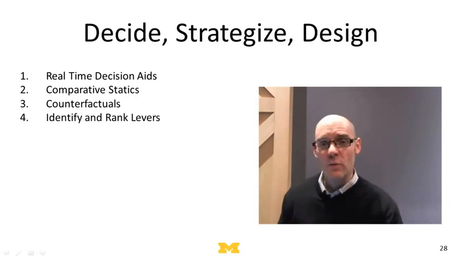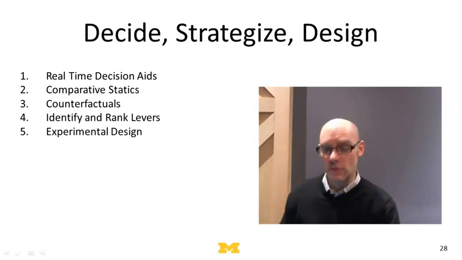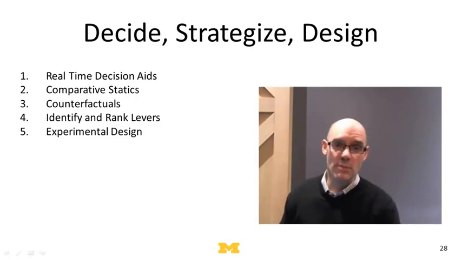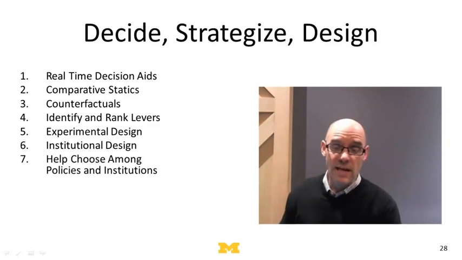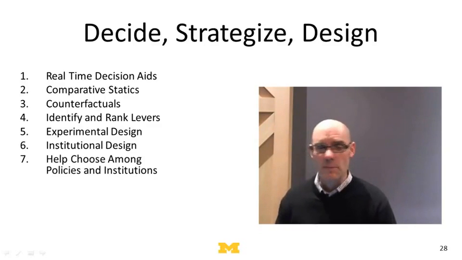Fourth, we can use them to identify and rank levers. Oftentimes we've got lots of choices to make, and models can figure out which choice might be the best, with the most influence. Fifth, they can help us with experimental design, designing experiments in order to develop better policies and better strategies. Sixth, they can help us design institutions themselves, figuring out: should we have a market here? Should we have a democracy? Should we use a bureaucracy? And seventh, finally, they can help us choose among policies and institutions. So if we're thinking about one policy or another policy, we can use models to decide between the two. All right, thank you.